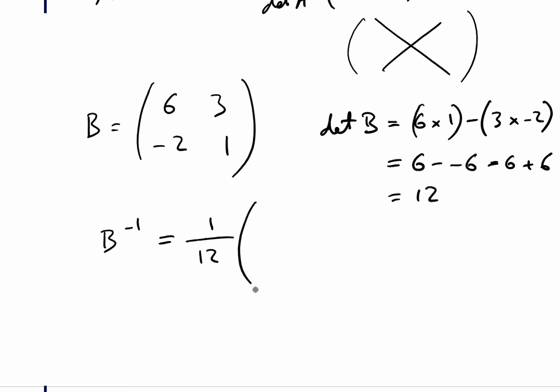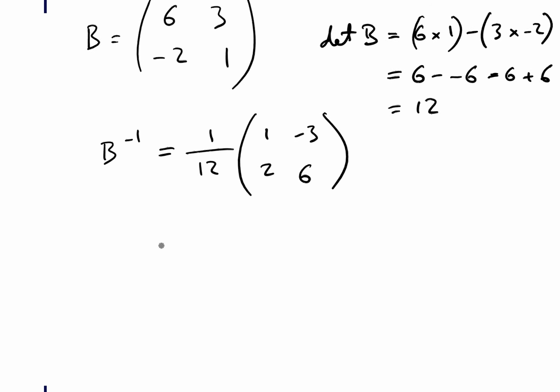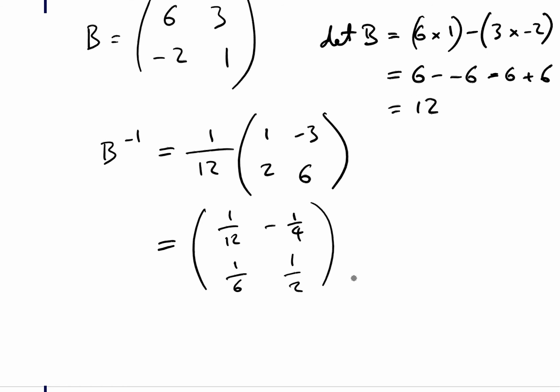Okay, and then what do we do to this matrix? We flip the elements on this diagonal, so the 6 and the 1 change places, and we negate the elements on this diagonal, so 2 and minus 3. Okay, and there we are, there's the inverse. Now remember, this 1/12 is a scalar, so we can multiply this scalar through by every single element, this scalar multiplication. So we end up with 1/12, minus 3 over 12, that's a quarter, isn't it? Then we've got 2 over 12, well that's a sixth, and then 6 over 12, well that's a half. Okay, so there's the inverse matrix.